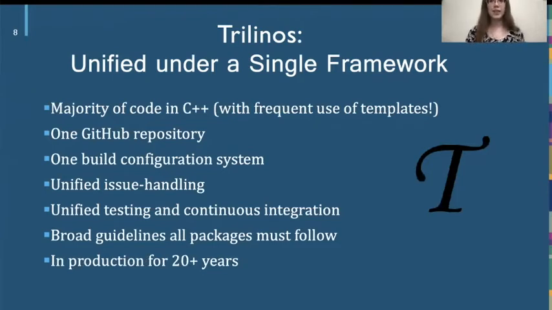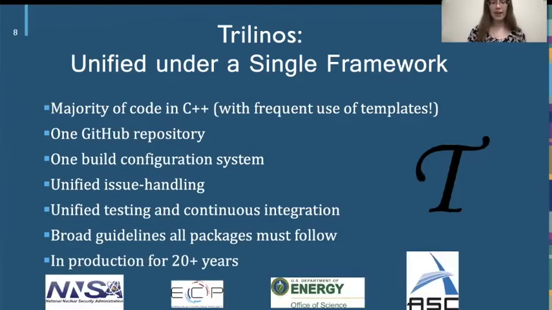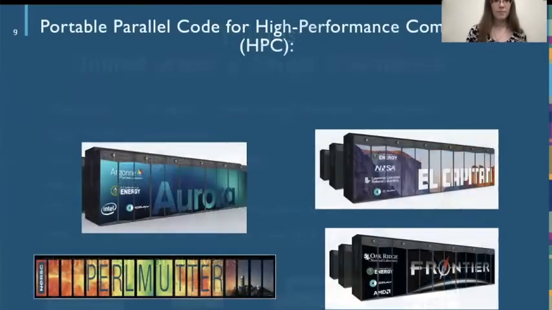Trilinos has been in production for over 20 years, and here are just a few of the many, many sponsors that have helped make this stable and useful software possible. One of Trilinos's big goals is to provide portable parallel code for high performance computing, or HPC.